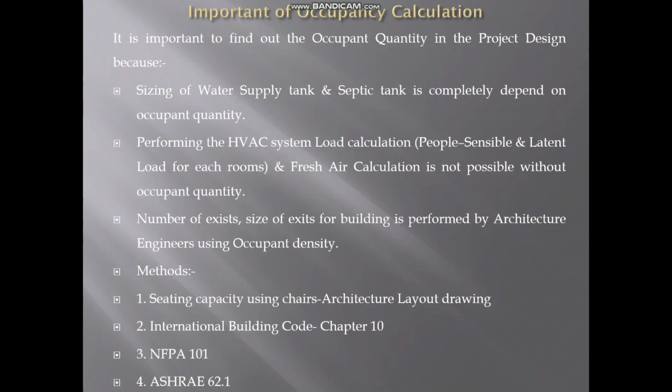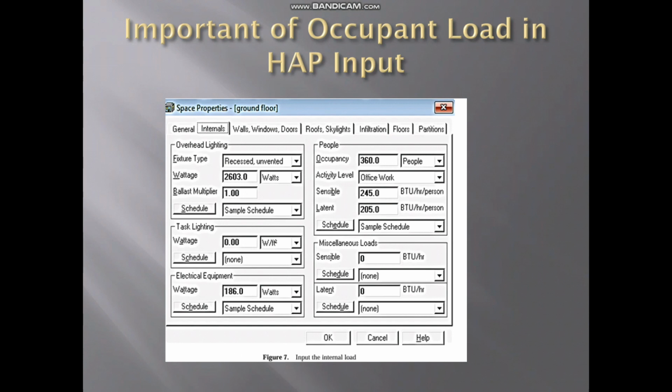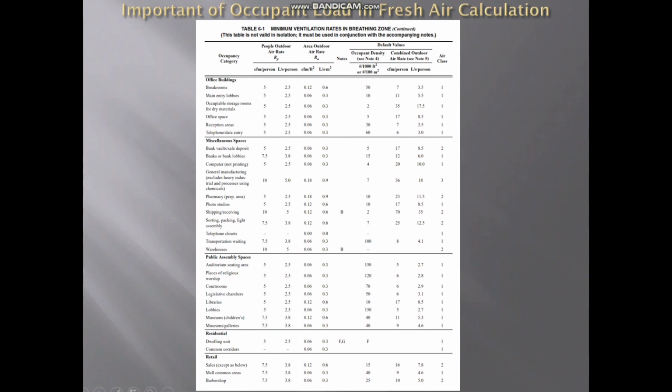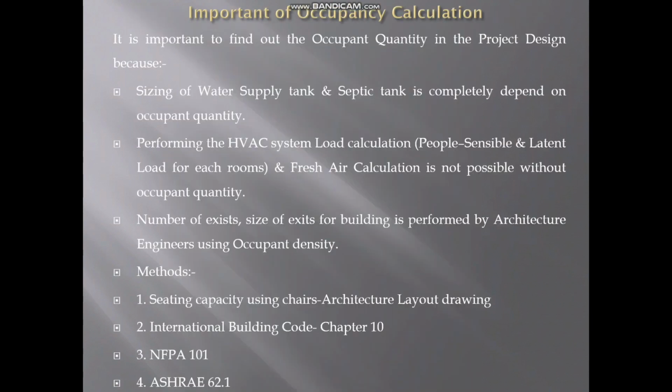Secondly, for HVAC, we need to add the quantity of people in each room to get the sensible and latent load. For example, in this HAP input data, you have to add the people occupancy quantity in this column to get the sensible and latent heat in the calculation. Similarly, for fresh air calculation, when you go to ASHRAE 62.1, for each person some amount of fresh air is added, like you see here, the CFM per person or liter per second per person. That means for each person, we have to add some amount of fresh air. So correctly selecting the occupant quantity will avoid over design or inadequate design.